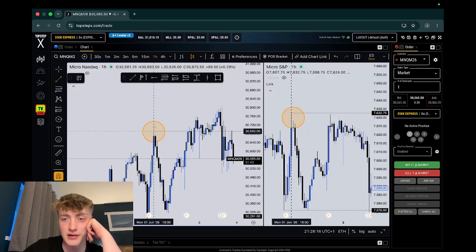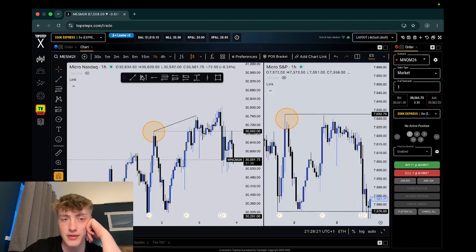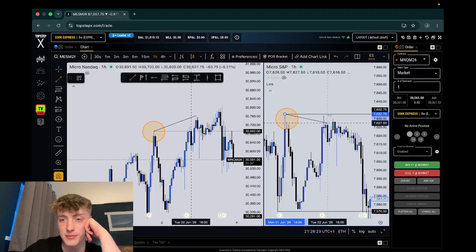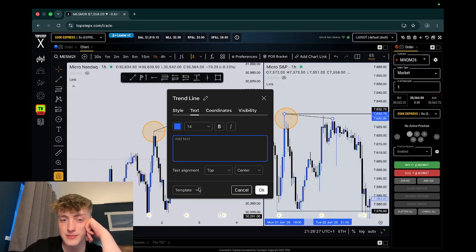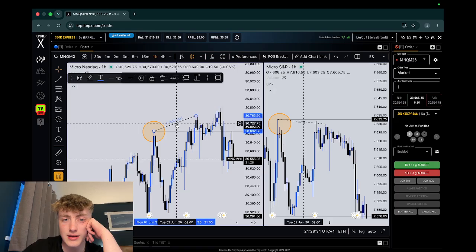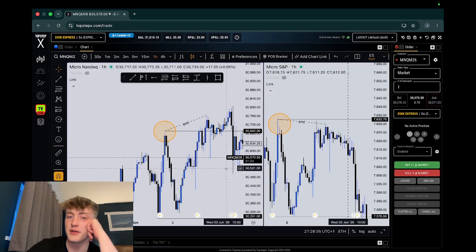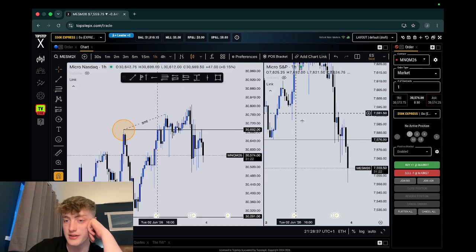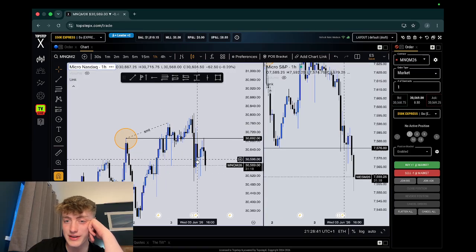came up and swept the high, taking liquidity, but ES didn't. Therefore, we can draw a line from this high to this high, and then draw a line from this high to this high, right? If you want to, you can call it SMT. I've got a preset saved just so it's easier to see. And that is a divergence. And as you can see, we've started coming down from that. ES came down to these lows, NQ's come down a significant amount.